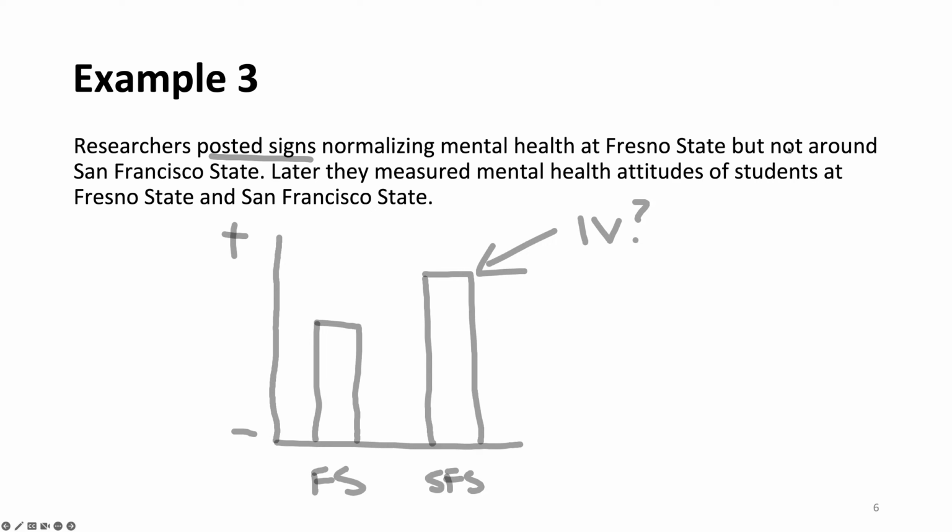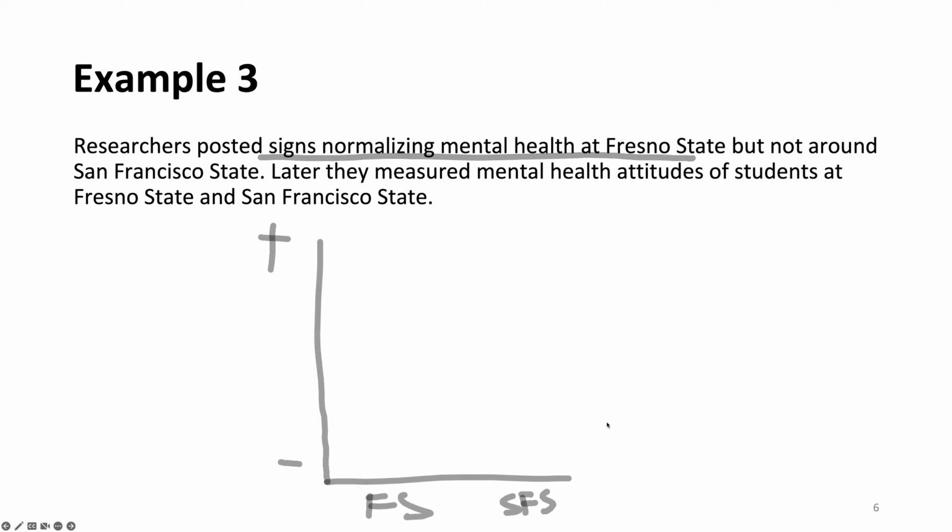So if we have, oops, I did this backwards. Let me clear this. Sorry, guys. Okay, so let's do this again. We have Fresno State and we have San Francisco State, right? So what we're seeing here, again, with our positive and our negative, let's use our actual information from up here. So we have mental health at Fresno State. We do have the signs, right? So this is our no signs condition. And this is our signs condition.